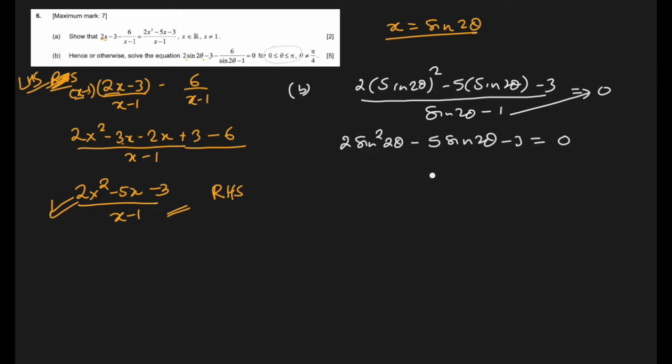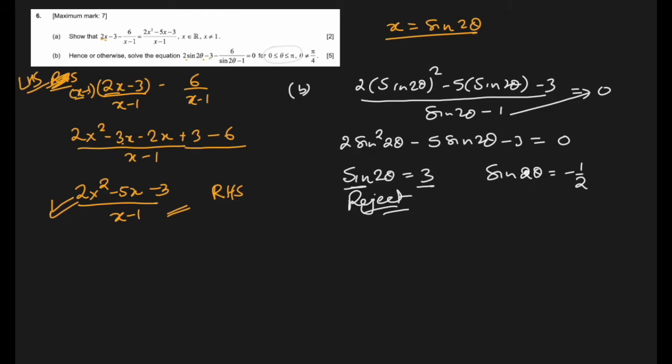Thank you very much. I got sine 2 theta, which was the base of this quadratic, equal to 3, and sine 2 theta equal to negative half. Sine theta can never be 3, so that means this answer is invalid. We have to reject this one.